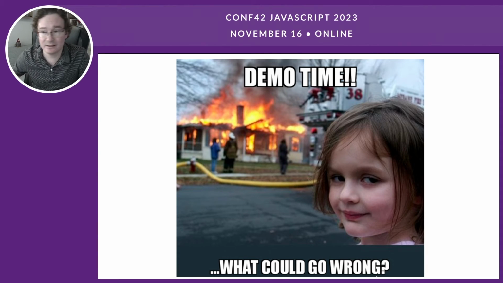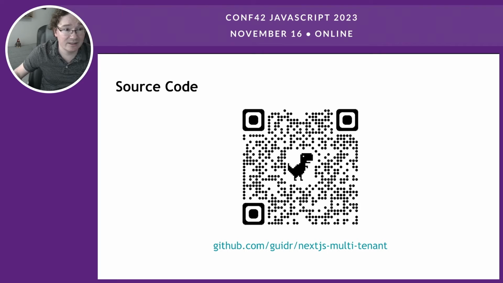And this is a public repo. You can find it on this URL or QR code, and you can use it as a template to create a multi-tenant application. And there you find two branches on this repo. The one I showed you is called using middleware. So we solve this problem by using the middleware like we do at mercloud.